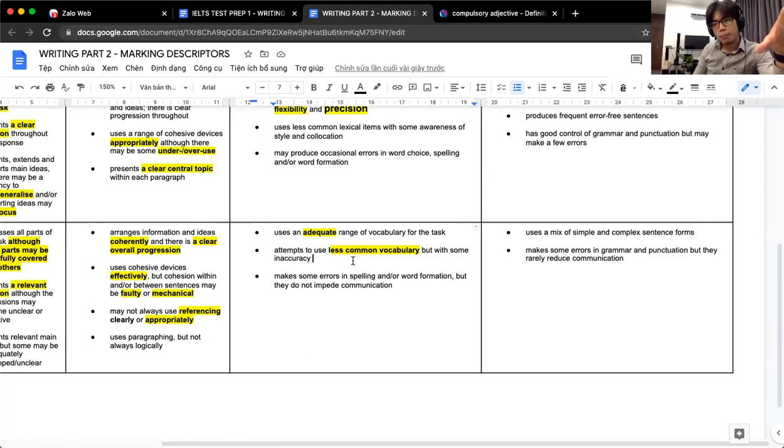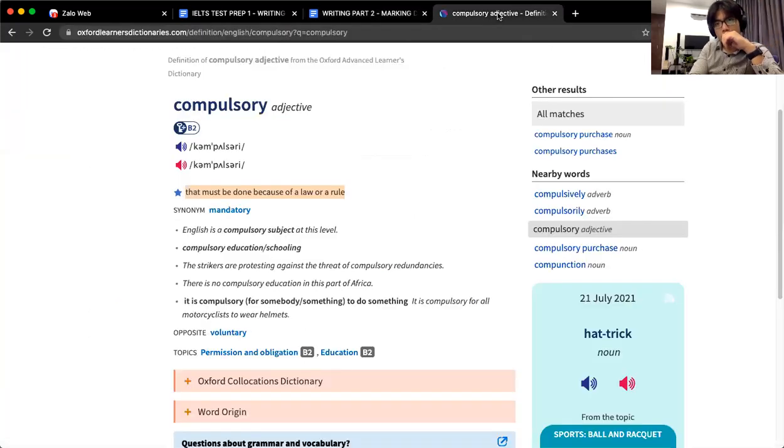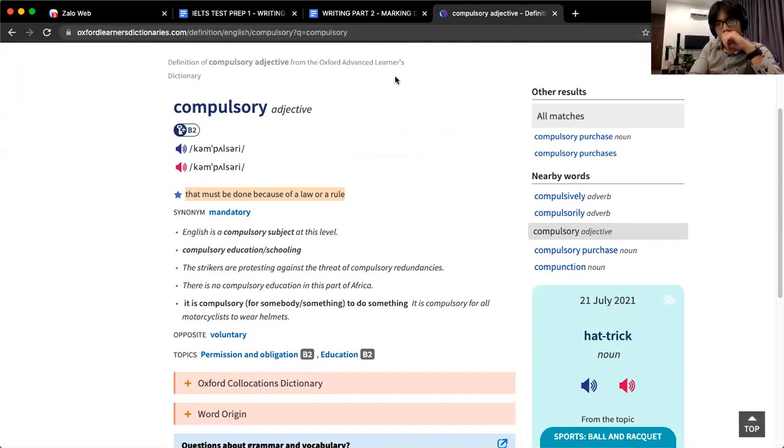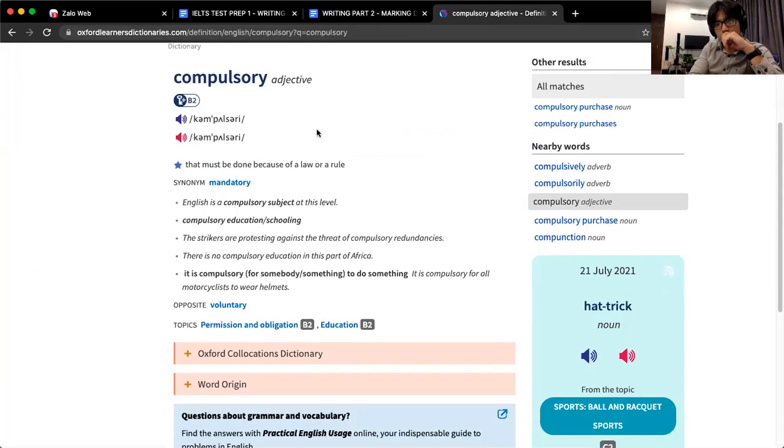That is a very bad thing to do. And how do we get better at this? Focus on quality over quantity. Quality over quantity. So for example, when you learn a word, right? I taught you guys this so many times already.